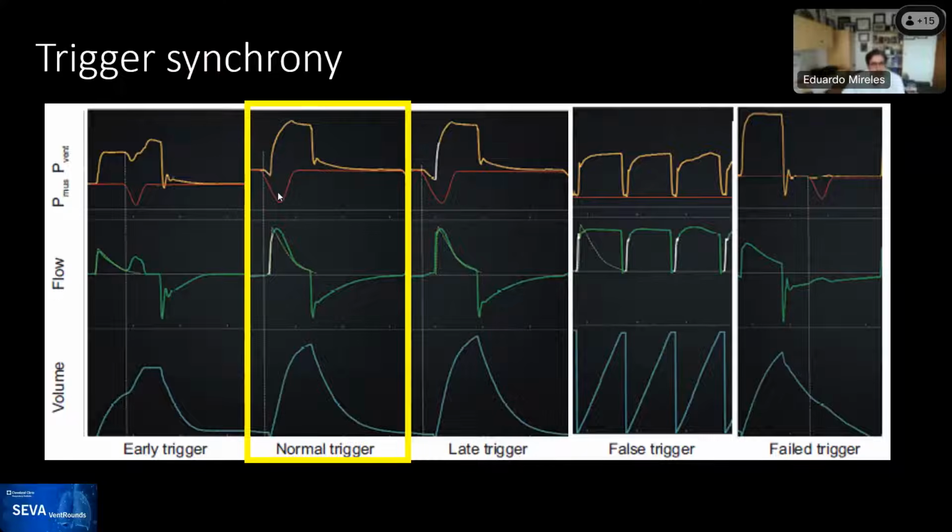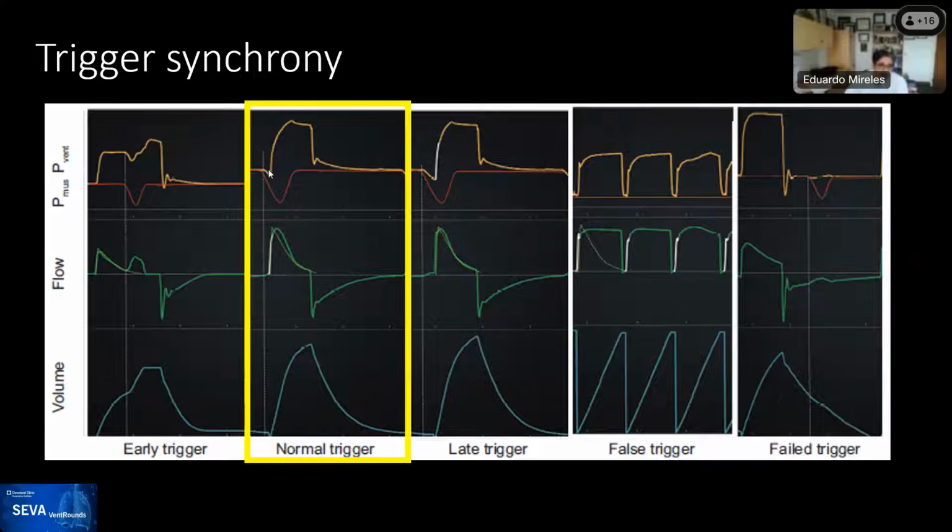And in the yellow box, you can see a normal trigger. There will always be a little bit of delay between the PMOS and the activation of the P vent, just because it has to travel the circuit and whatnot. There's still not a very good definition of how late is late. But for a normal trigger, in this example, there is activation of PMOS, the pressure drops, and then it activates the pressurization of the waveform. And this was a flow trigger, as you see here.